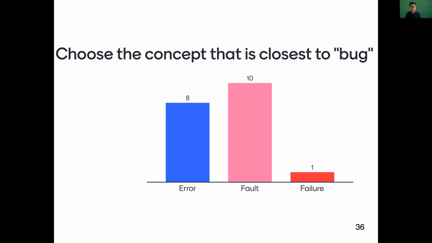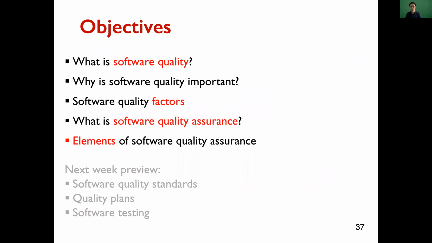Okay, in this episode, we will cover topics about what is software quality, why software quality is important, and what are the factors, or attributes, of software quality. In the next episode, we will cover topics about what is software quality assurance and the elements of software quality assurance.